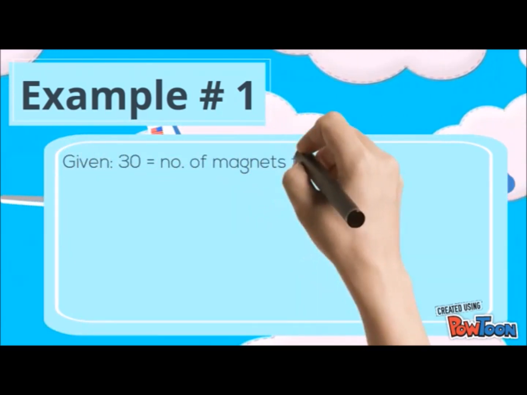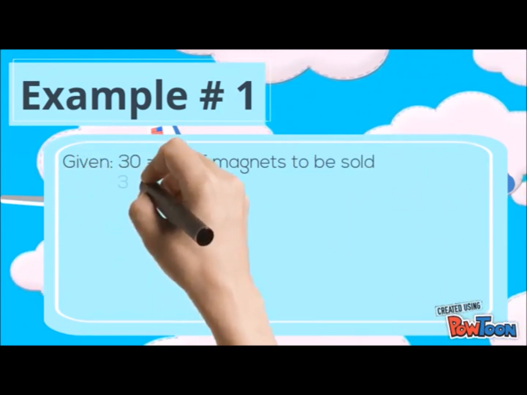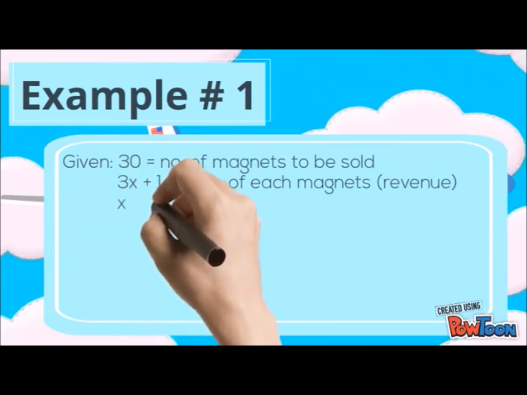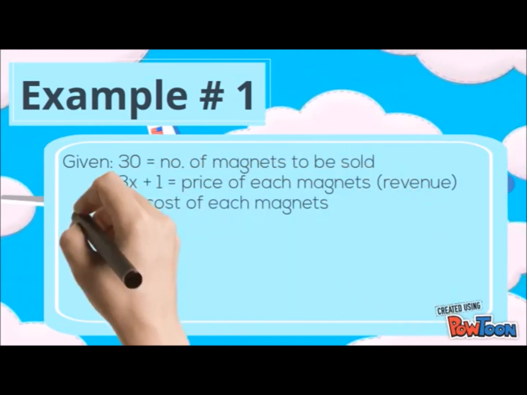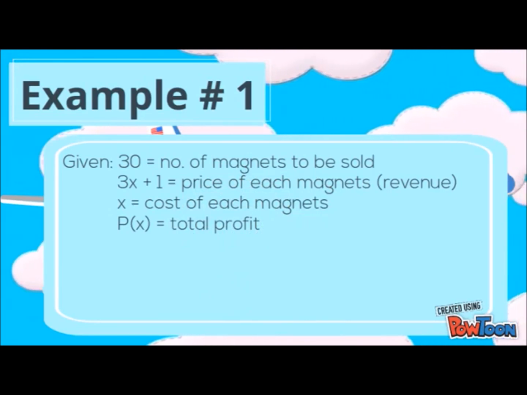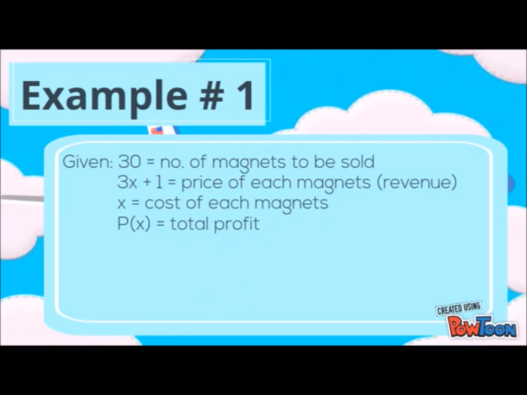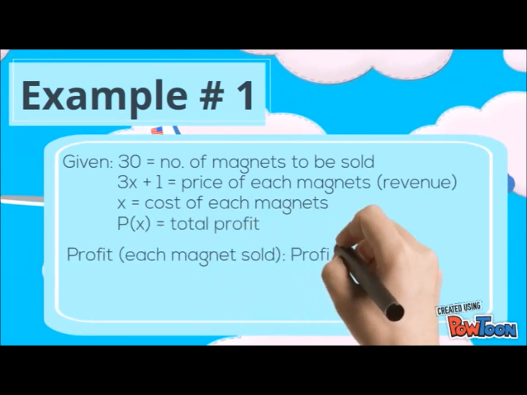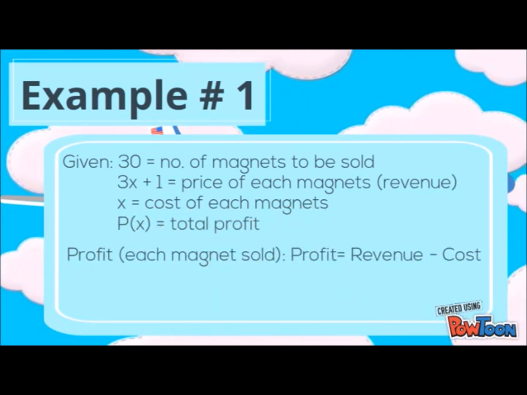Analyze the problem first by listing down all the given. 30 is the number of magnets to be sold, 3x plus 1 is the price of each magnet or the revenue, x is the cost of each magnet, and P(x) represents the total profit. Since all the given values are details for each magnet, we will solve first for the profit for each magnet sold by using the formula profit is equal to revenue minus cost.